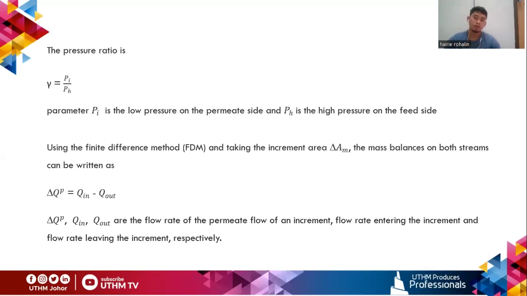Next, we have to find the pressure ratio. It is PL over PH. Parameter PL is the low pressure on the permeate side and PH is the high pressure on the feed side.